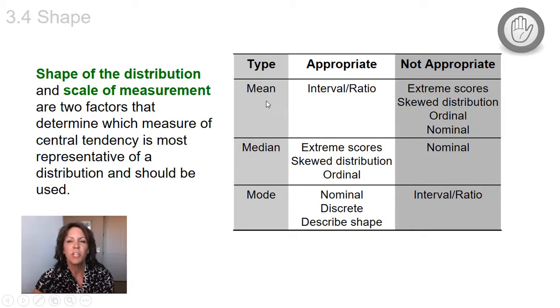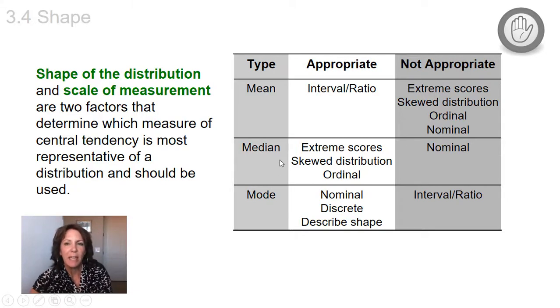So let's take a look first at the mean. We use the mean with the scale of measurement for interval or ratio data. We can't use it for ordinal, and we can't use it for nominal. If we did that, we'd be completely in error. So we know that we have to use this type of data. It is not appropriate when we have those extreme scores, like I mentioned, the skewed distribution. These are kind of one and the same. And it's also not appropriate for ordinal or nominal, as I mentioned. So when somebody is trying to use the mean with any of these things, you need to be very dubious.